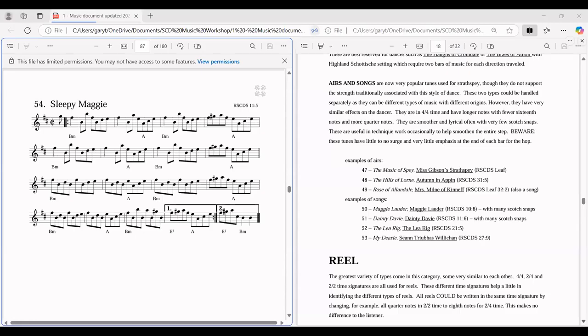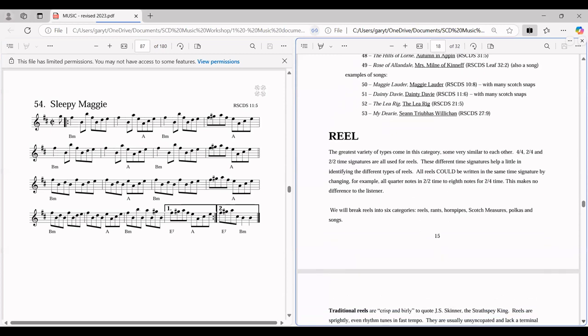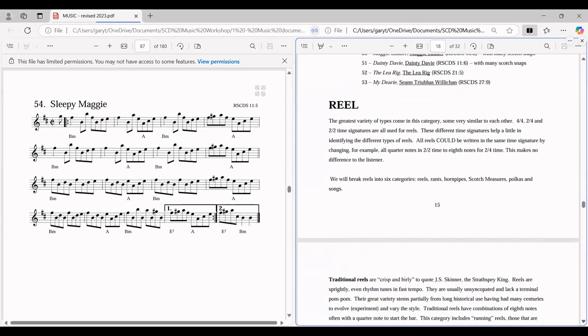Reels. I'd just like to read a quote that I have here. Traditional reels are crisp and burly. That's how J. Scott Skinner described them. He was a Strathspey king, and I like that description. And with crisp and burly in mind, we'll hear our first traditional style reel, Sleepy Maggie, number 54.